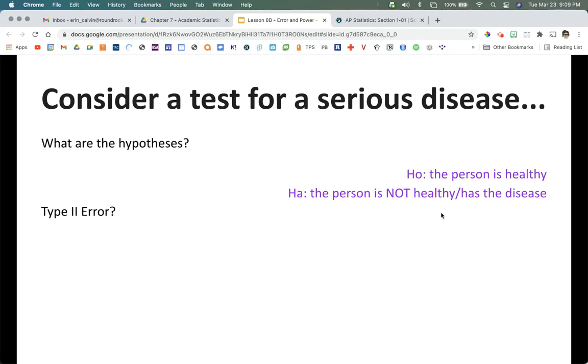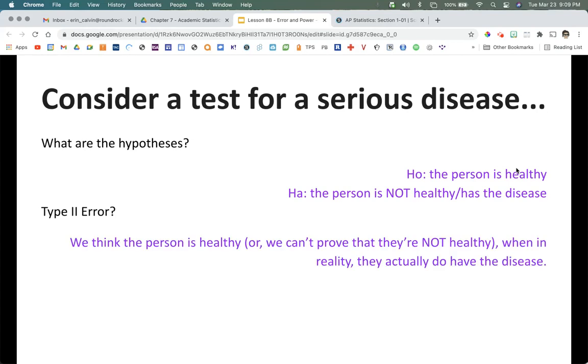Okay, same serious disease, but this time type 2 error. So type 2 error is when we fail to reject the null. Basically saying we don't have evidence of the alternate, so we're going to stick with the null. We can't reject it. We're failing to reject it. But in a type 2, the null was actually false. So we fail to reject the null. We think the person is healthy, but actually they're not.